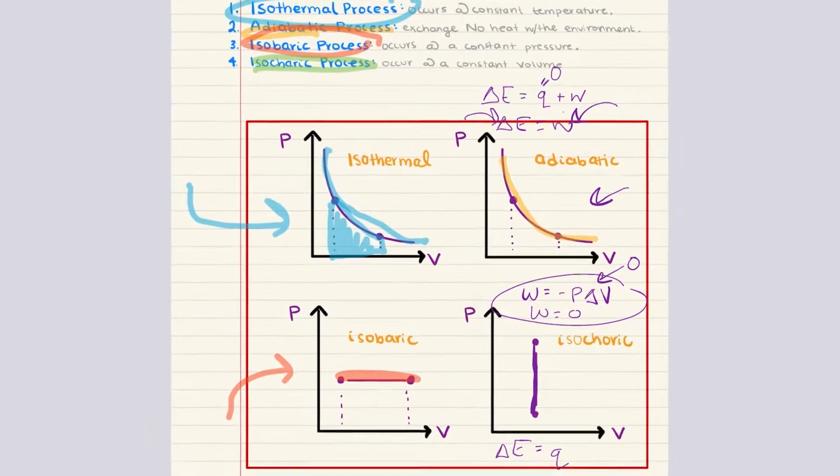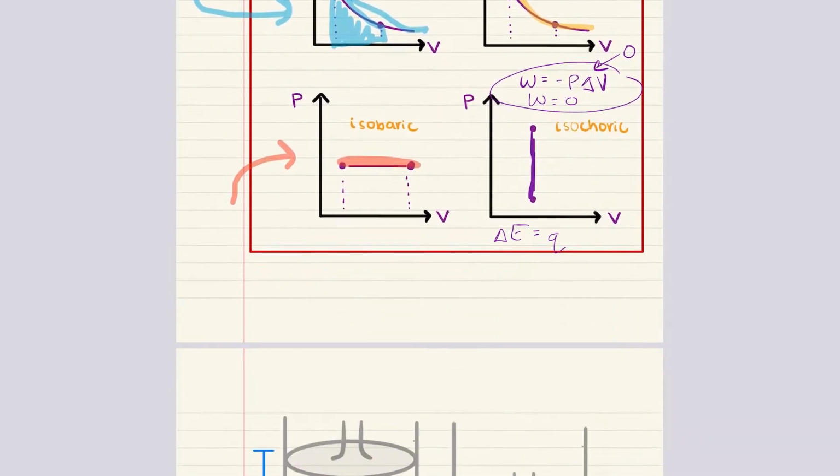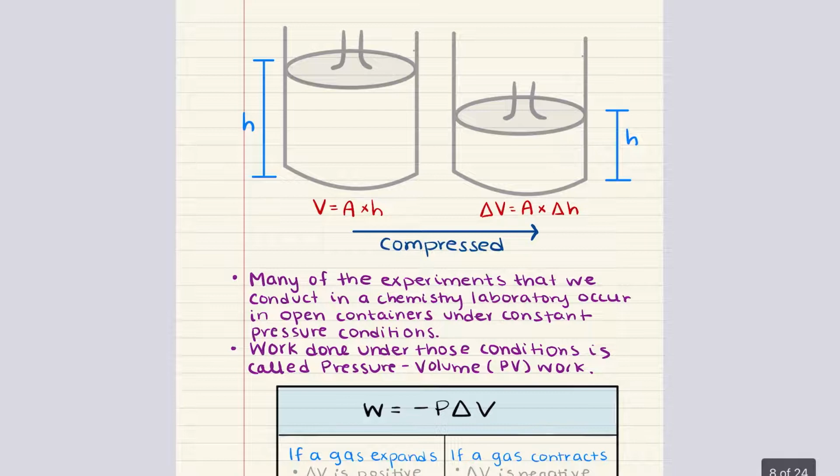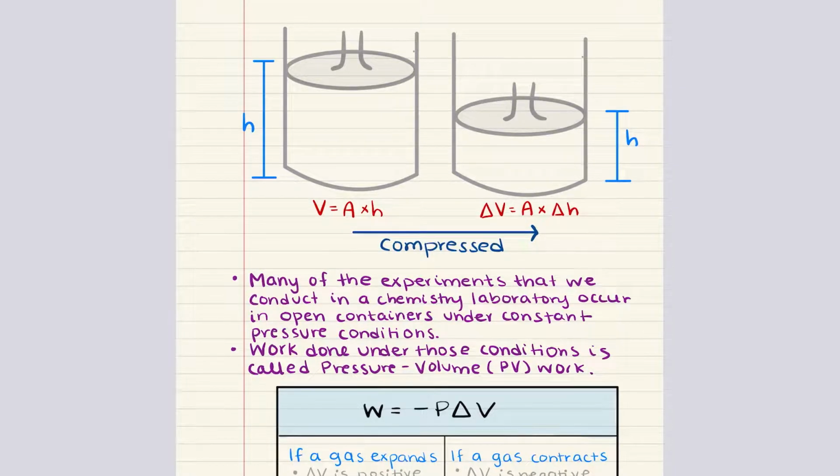Now, considering these different thermodynamic processes, many of the experiments that we conduct in chemistry lab occur in open containers under constant pressure conditions. This is called pressure volume work, and we want to begin to understand this a little bit. Let's take this movable piston as an example.